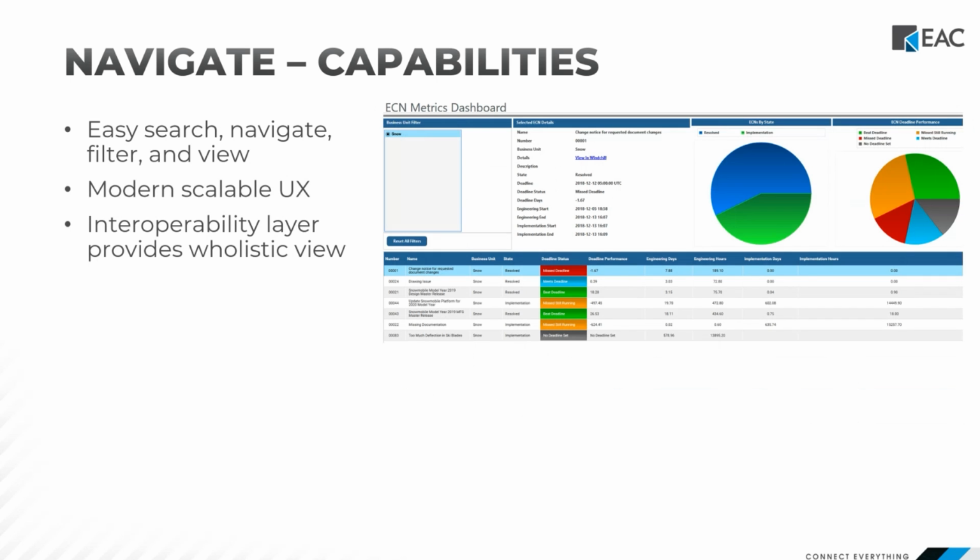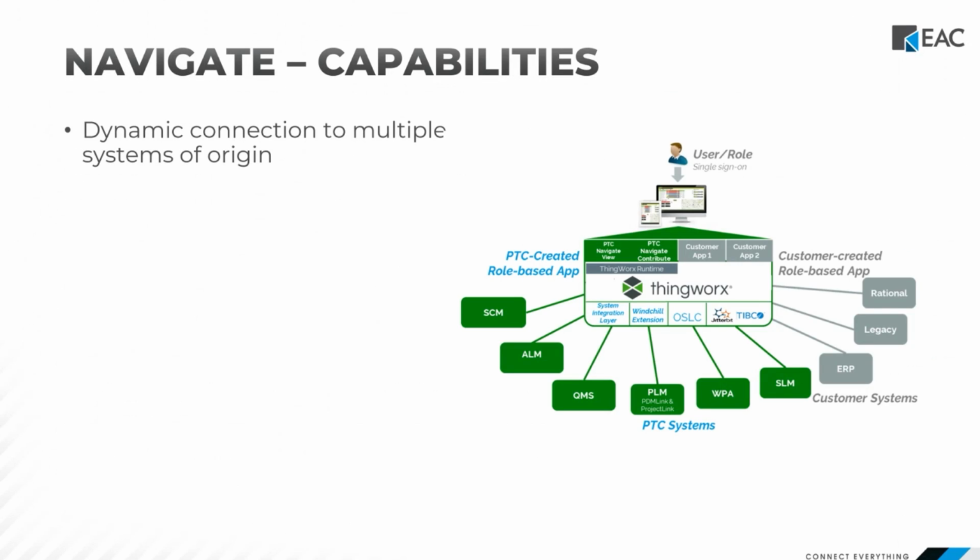And then the interoperability layer, which provides a holistic view of your PLM data. This includes not only data from Windchill, but data you may have stored in external databases or other enterprise systems. Navigate also allows you to dynamically connect to multiple systems of origin, which can be PTC core products, or you can utilize pre-built connectors that access third-party systems such as ERP or MES.